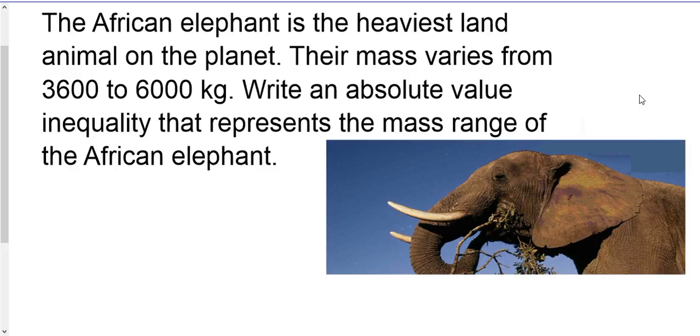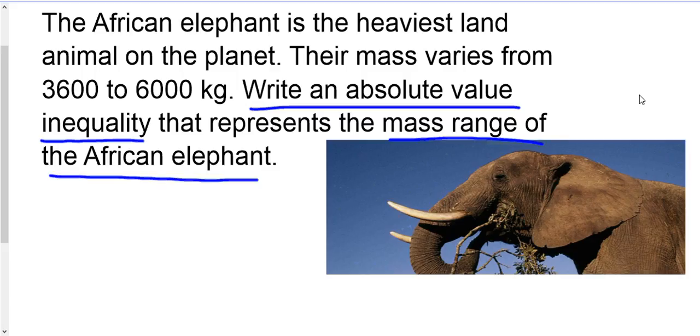Okie dokie. We're going to continue talking about applications of how to find absolute value inequalities. This problem asks us to find an absolute value inequality that represents the mass range of the African elephant. Let's read the problem. The African elephant is the heaviest land animal on the planet. Their mass varies from two different values, 3,600 to 6,000 kilograms.